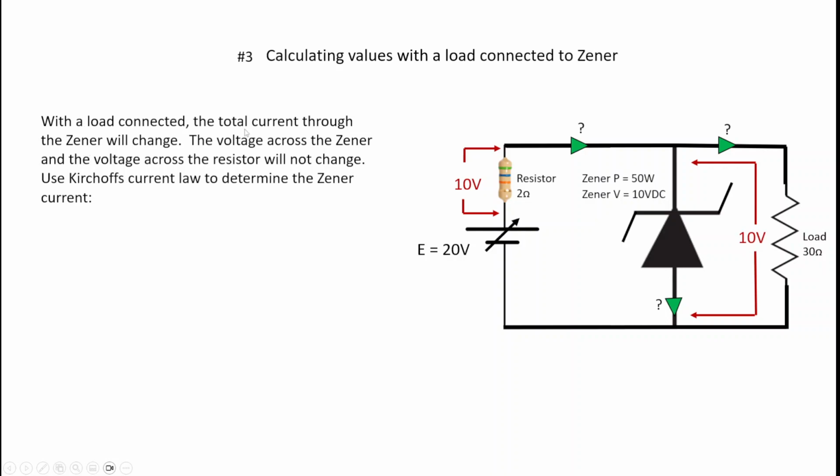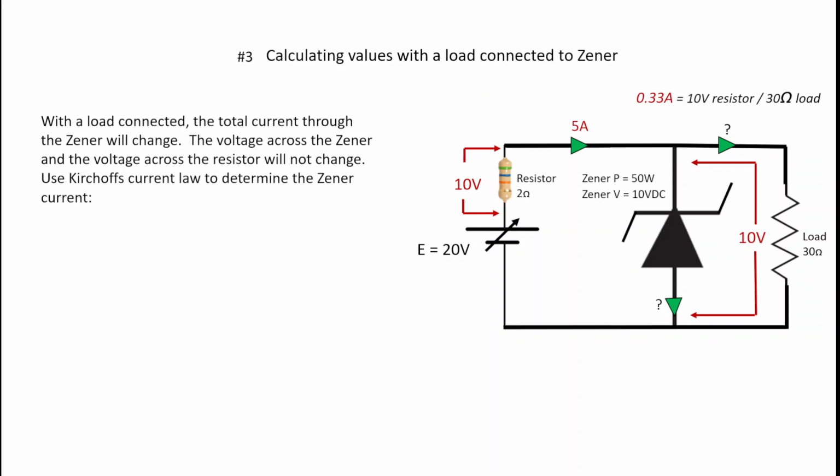So with a load connected, the total current through the Zener will change. The voltage across the Zener and the voltage across the resistor will not change. Using Kirchhoff's current law, we can then determine the Zener current. So if we look at this top arrow here, this is simply 10 volts divided by 2 ohms, and that gives me 5 amps. Great, so that's 5 amps flowing there.